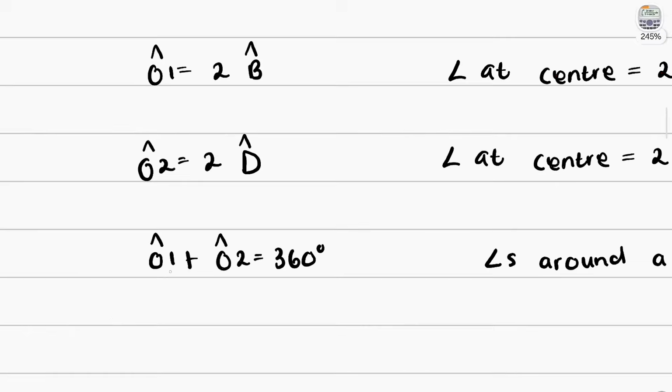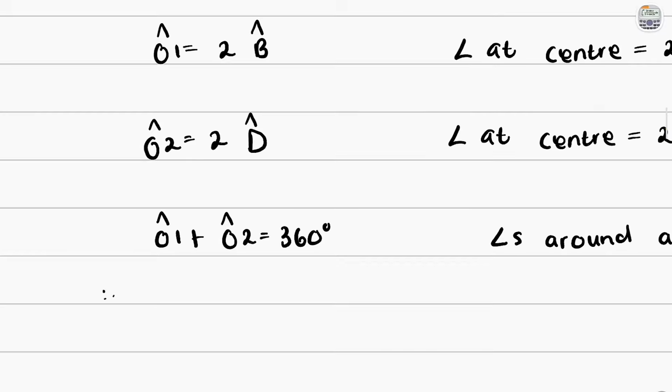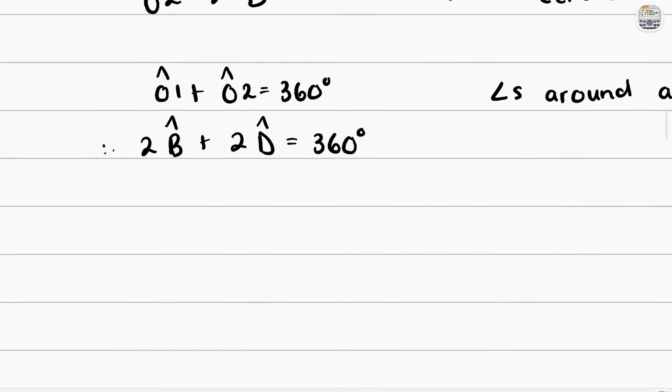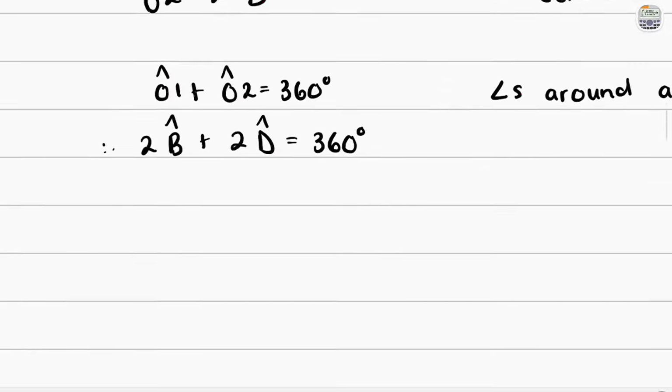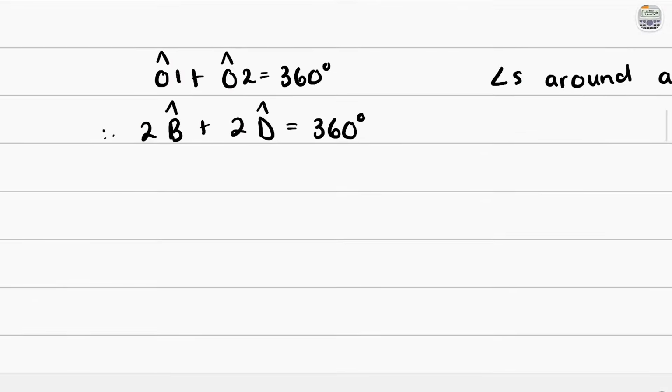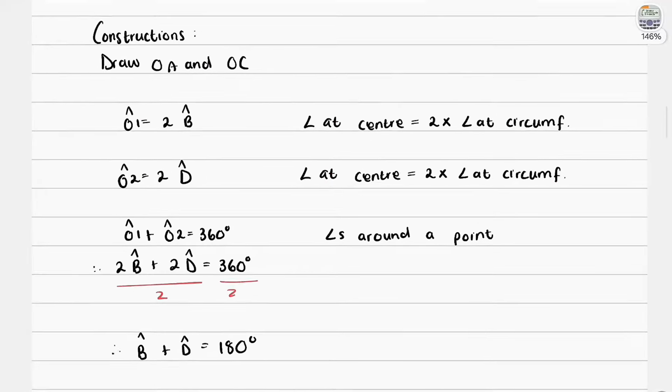And now, in place of angle O1 and angle O2, we can substitute what they are equal to. Our focus is on angle B and angle D. So angle O1 is equal to 2 angle B plus angle O2, which is 2 angle D, and this is equal to 360 degrees. Now, to find the value of angle B plus angle D, you see that we have a common factor of 2 all across, and we can just divide both sides of this equation by 2. And so therefore, this concludes that angle B plus angle D is finally equal to 180 degrees. And that's how we prove this theorem.